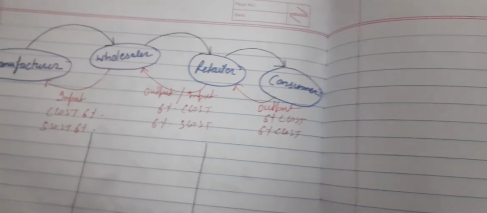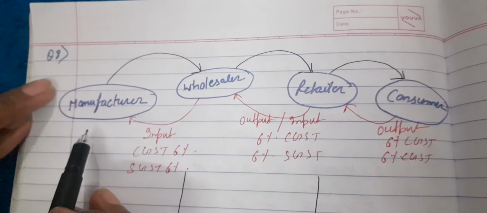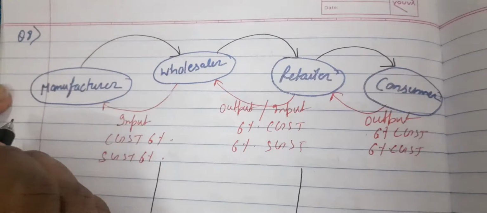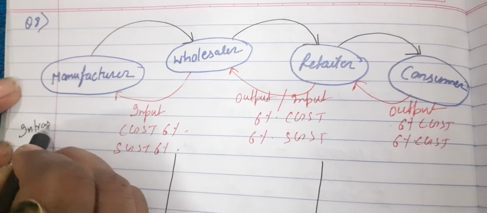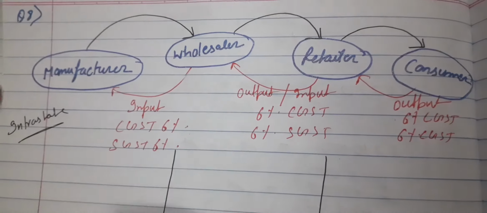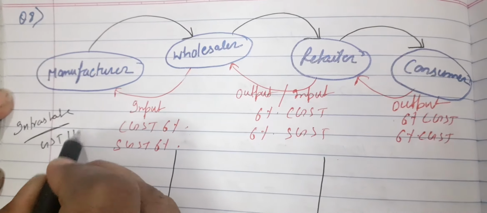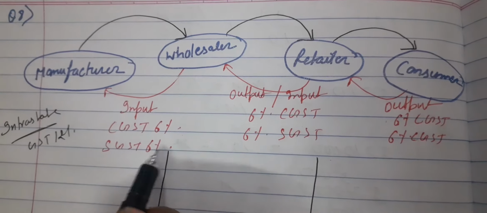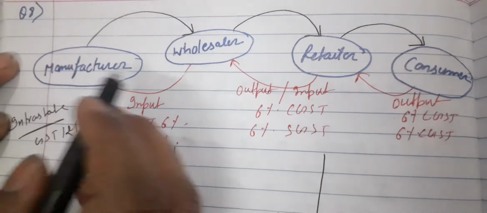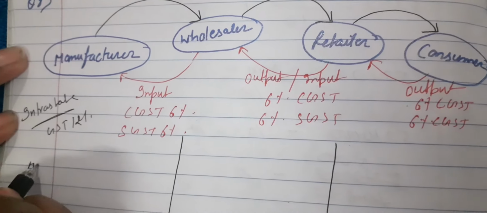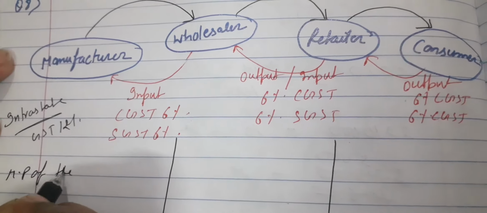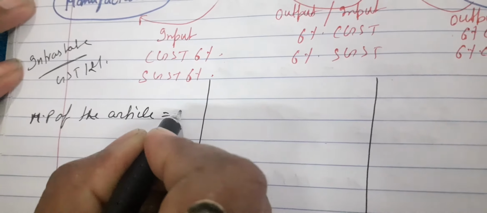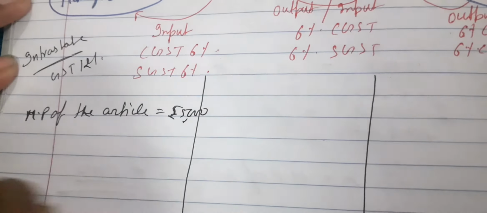See what is given. There were 4 persons participating in this dealing: manufacturer, wholesaler, retailer and consumer, and it is given that it is intrastate dealing. It means all the GST was 12%, so it will be divided into 6% and 6%, CGST and SGST in all the cases. First, what was the mark price of the article? The mark price of the article was rupees 5,000.